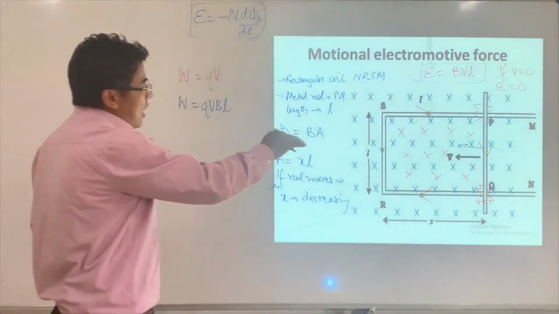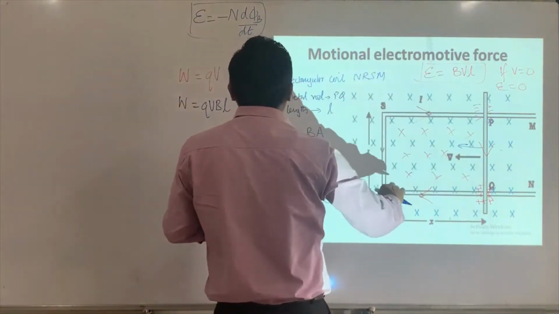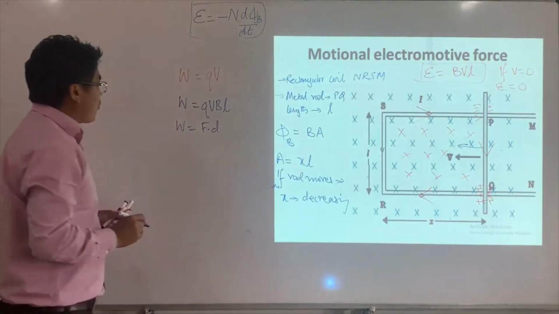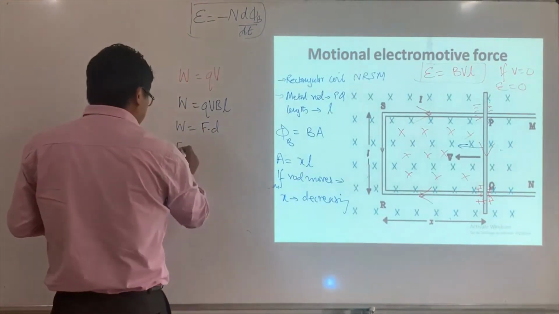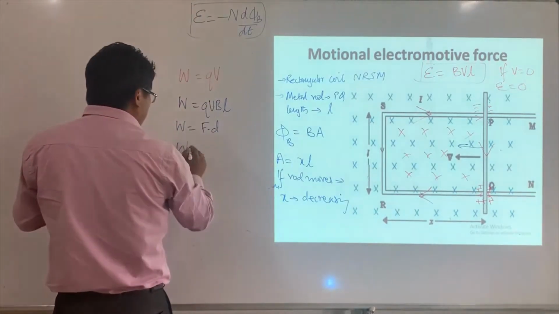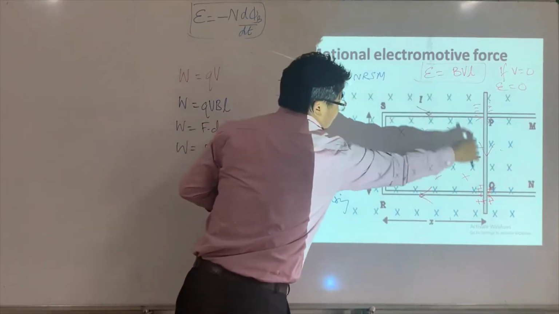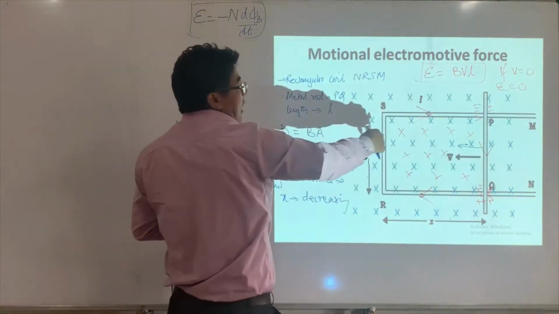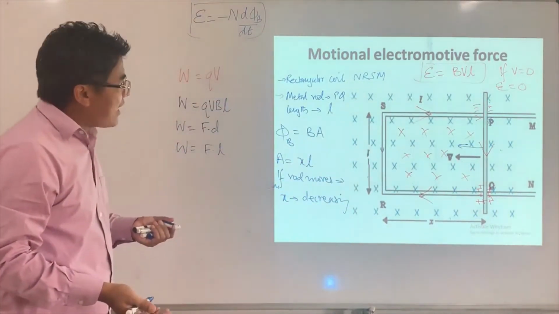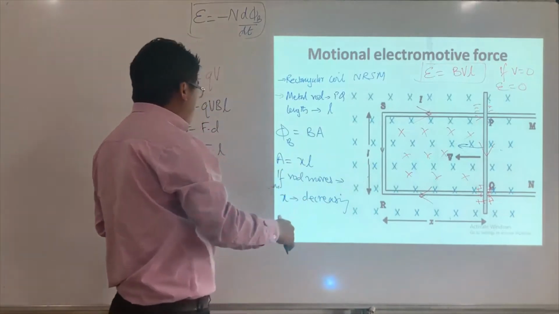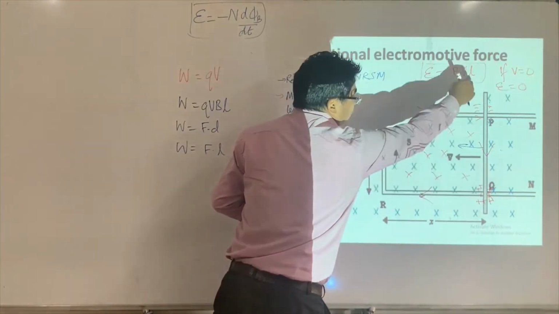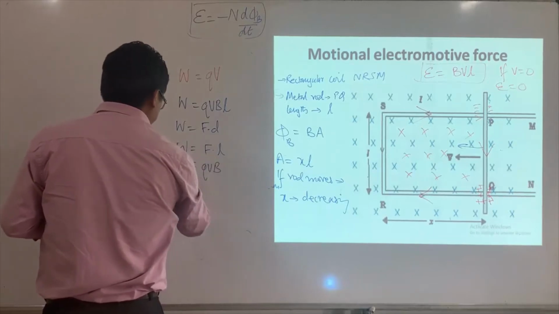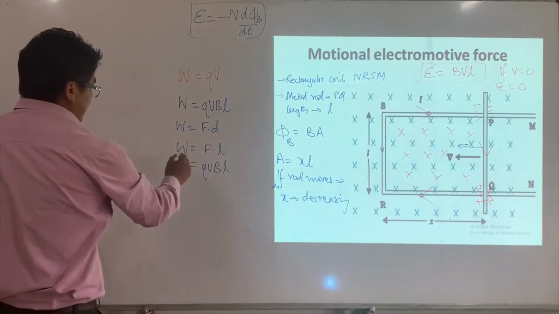So when you talk about the Lorentz force, work is equal to force into distance. And what is the distance? Here, this is another proof, right? Distance is going to be L, the length of the rod. Why? Because there will be a transfer of charge across this. If you move this rod, there will be many free charge carriers moving along this length. So this is L. And what is the force? Force is equal to QVBL, right?